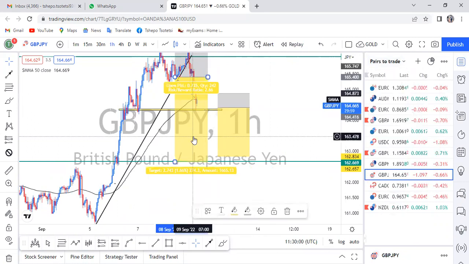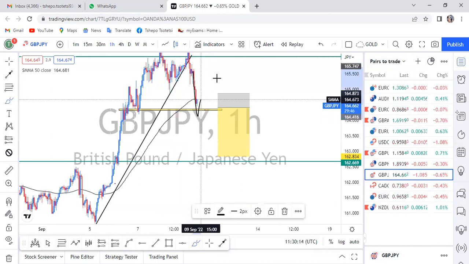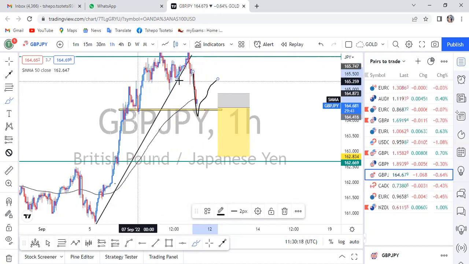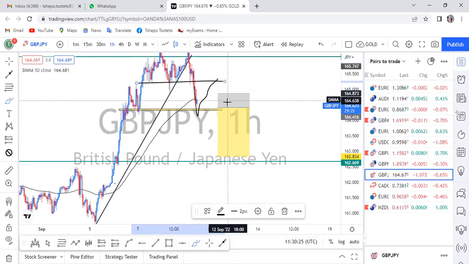Or you can also say, because we can see this is an impulse, we wait for a correction. We don't know if this correction will come and respect, because we have another level here. Maybe the correction will play out and come to that level.